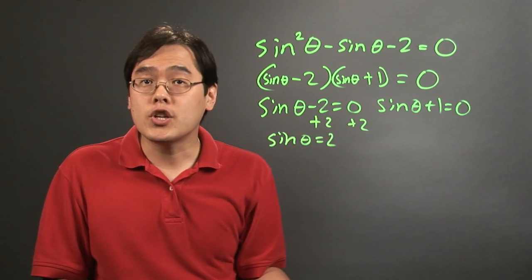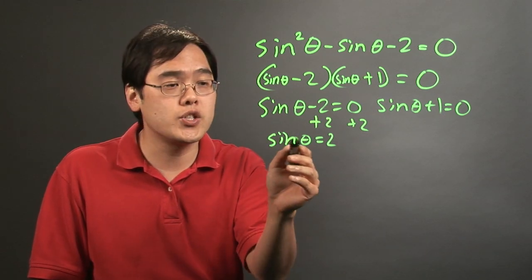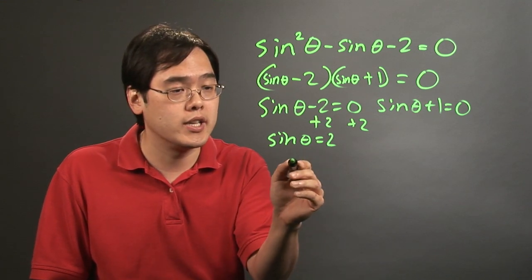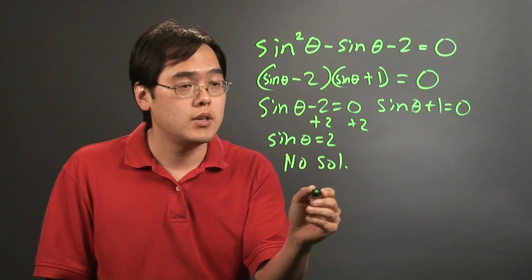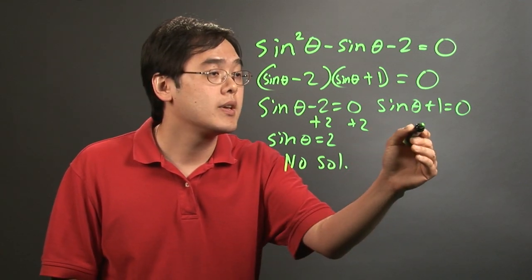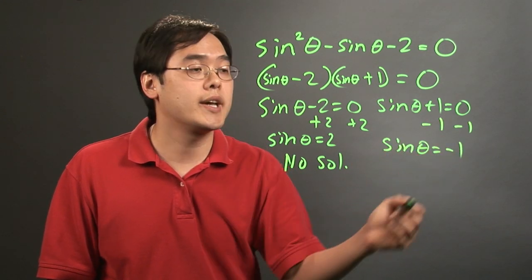Now, this should give you a warning sign, because in all the times you've studied trigonometry, there's no sine value of an angle that's going to give you 2. So this actually has no solution. Now, for this one, we're going to hope for a better answer. Subtract 1 on both sides, so you have sine of theta is equal to negative 1.